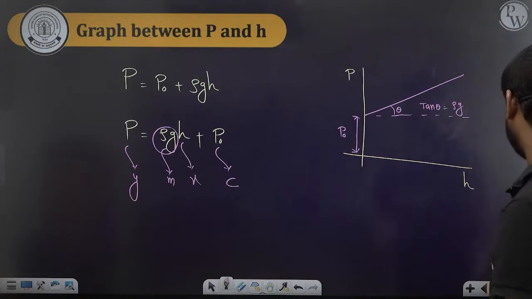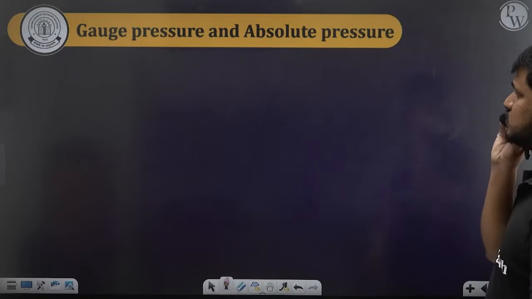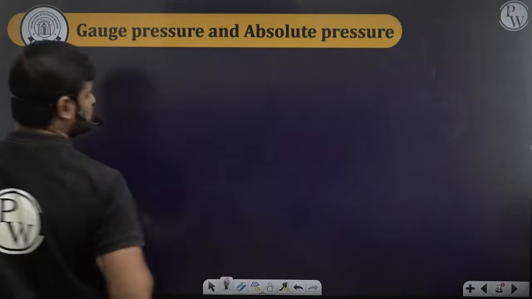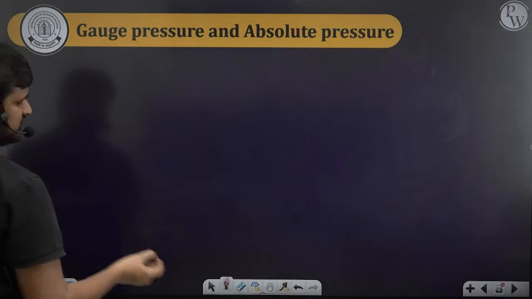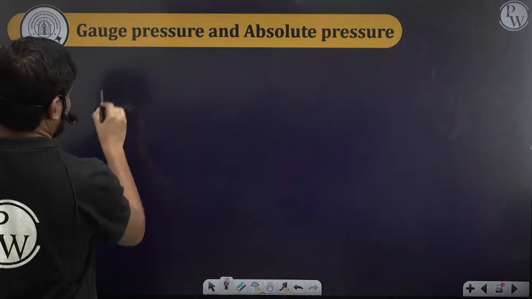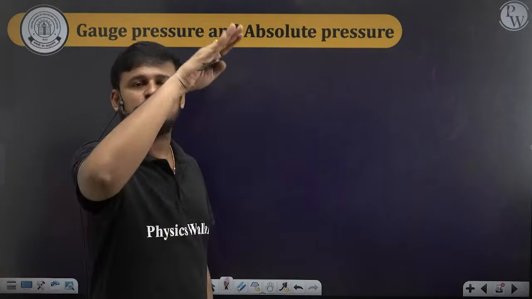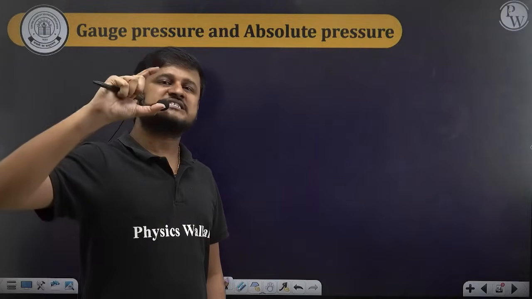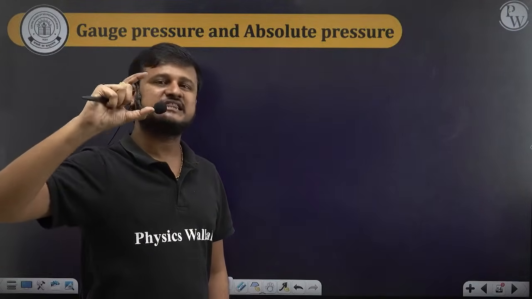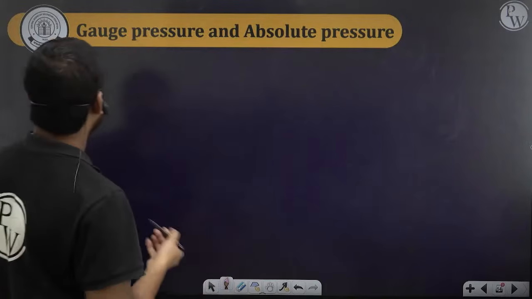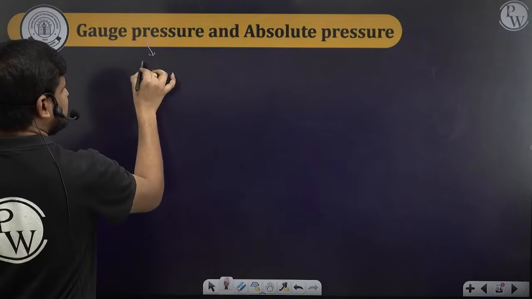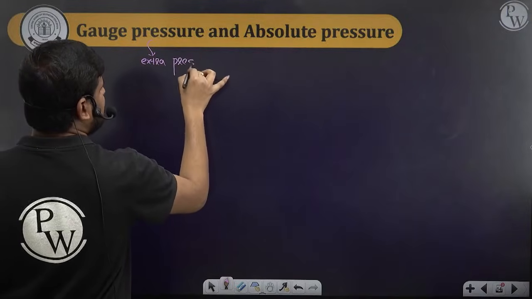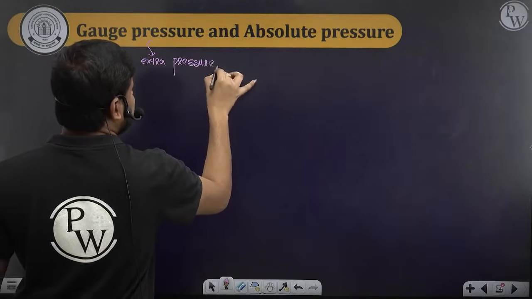Clear? Chal. So now what is the gauge pressure and the absolute pressure? Try to understand this difference. As we go down inside the liquid, the pressure increases, right? Whatever extra pressure we are getting, that is called the gauge pressure. The gauge pressure is nothing but an extra pressure. So what is that extra pressure?